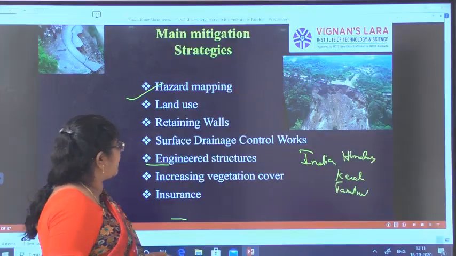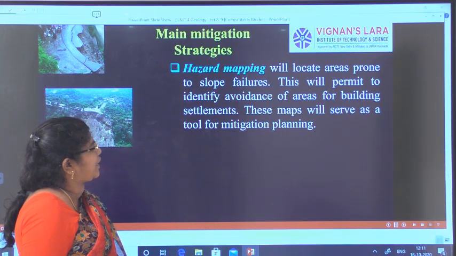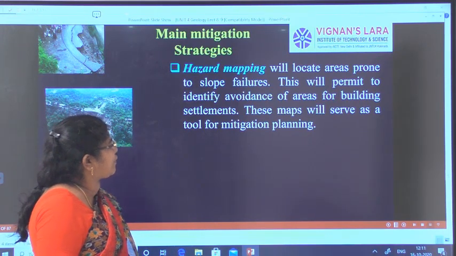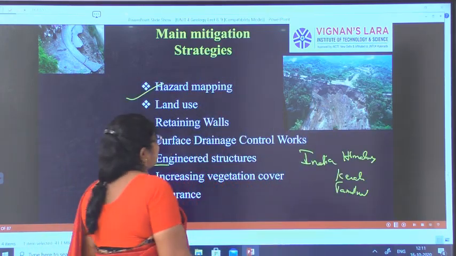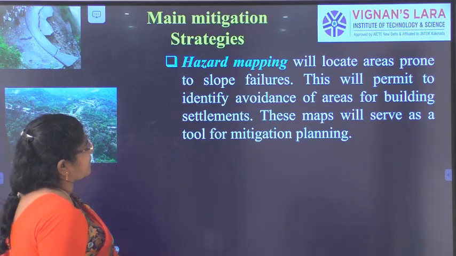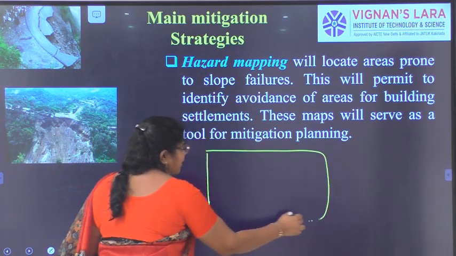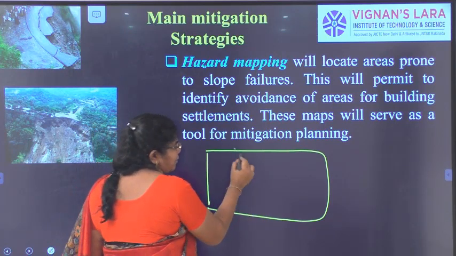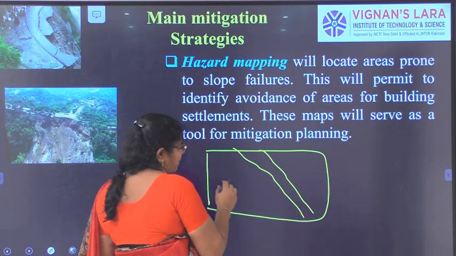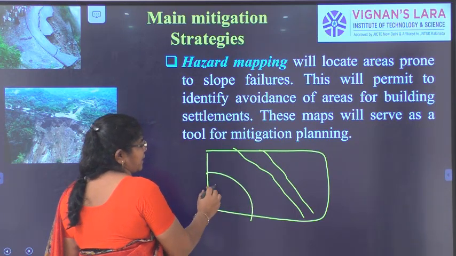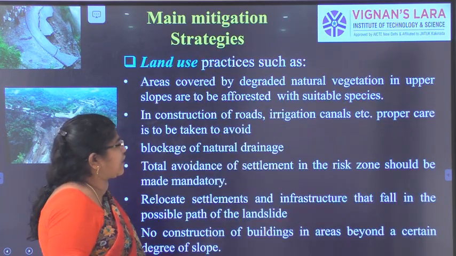Okay. So the hazard mapping will locate areas prone to slope failures. This will permit us to identify and avoid areas for building settlement. So we can see, this is a hilly area which I have considered. Okay. So there may be a landslide occurring in this zone. If I am going to construct a building, I should take a place where there are no landslides. I can easily identify that by the hazard mapping.